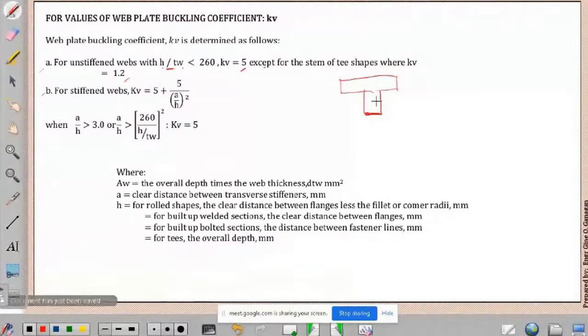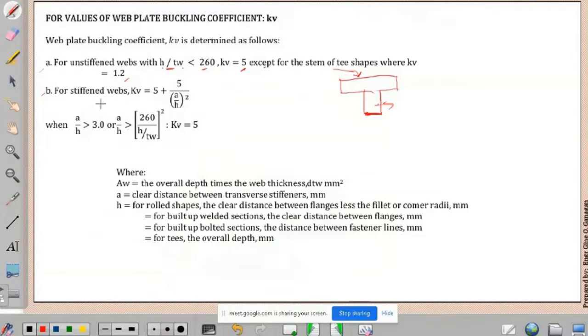So pag maalala nyo, yung mga unstiffened web. So ito, unstiffened yung web natin. Diba? Ito yung ating T-shape. So lahat ng unstiffened web, pag mas maliit siya sa 260, ang Kv natin is 5. Okay? Pero ang Kv natin for the T-shape like this is equal to 1.0. Okay?